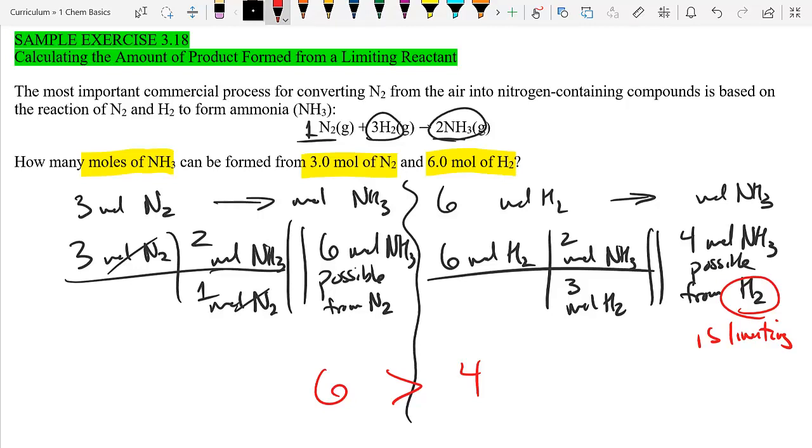After those 4 are made, well, we're done. We're going to have excess nitrogen in this process, and we definitely know that we're going to run out of the hydrogen. So we've done the math already. We figured out that 4 moles of ammonia are possible, and that's our final answer. Okay?